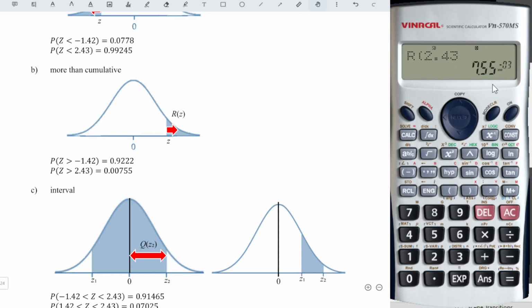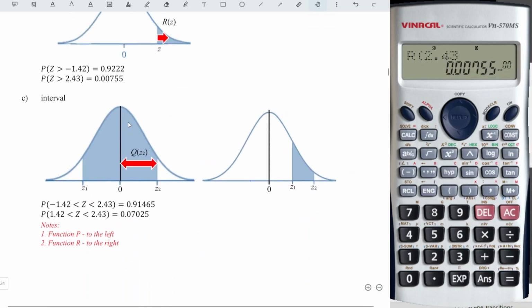Let's say we don't want the answer to be presented in this format. To remove the power, we can press Shift ENG until the power becomes 0. So as we can see, we can copy this value as our answer.